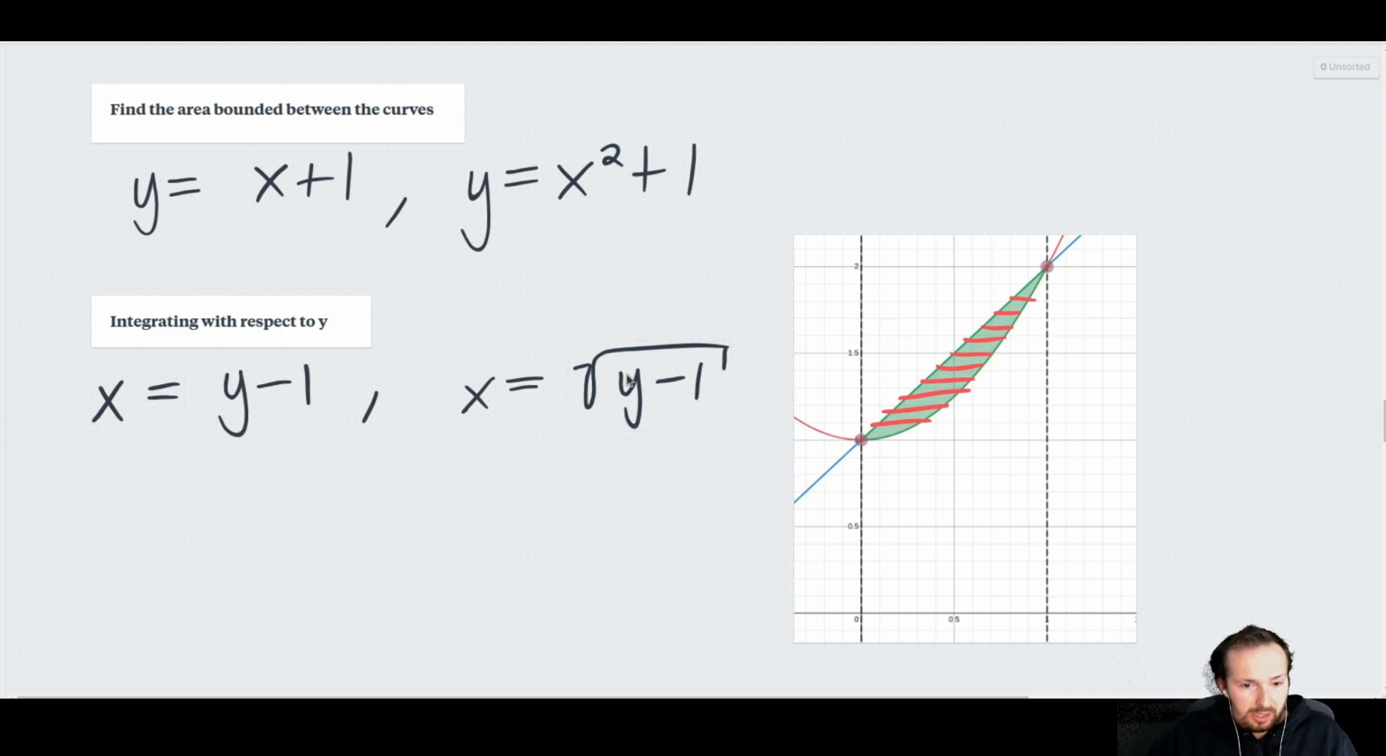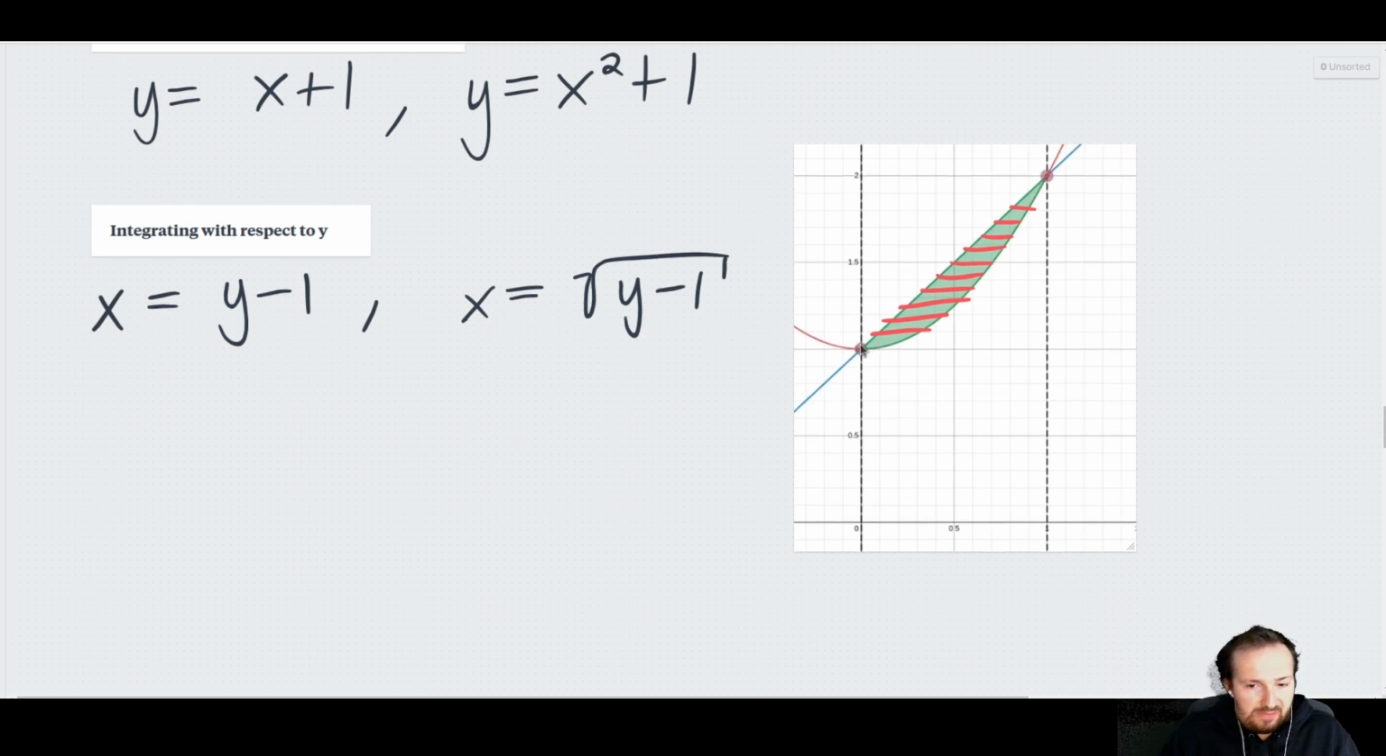So just by looking at this, hopefully you can tell that the square root of y minus 1, the red one, is actually the rightmost function. So I'm predicting that this is going to be the upper. But we need to check that. So how do we do this? We still need to figure out the intersection points. Now we can see visually what the intersection points are. Apparently it's (0, 1) and then (1, 2).